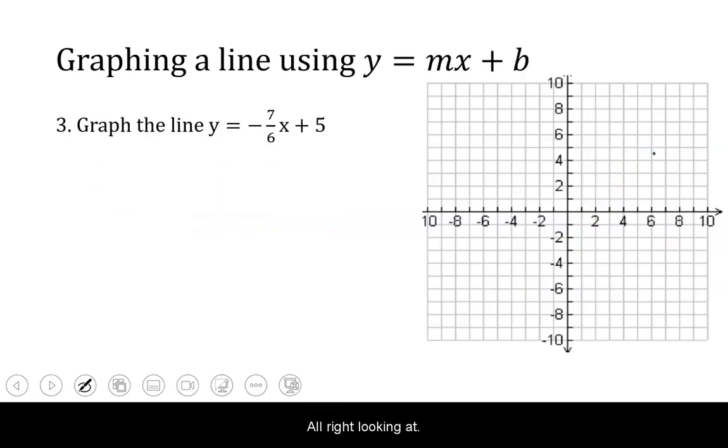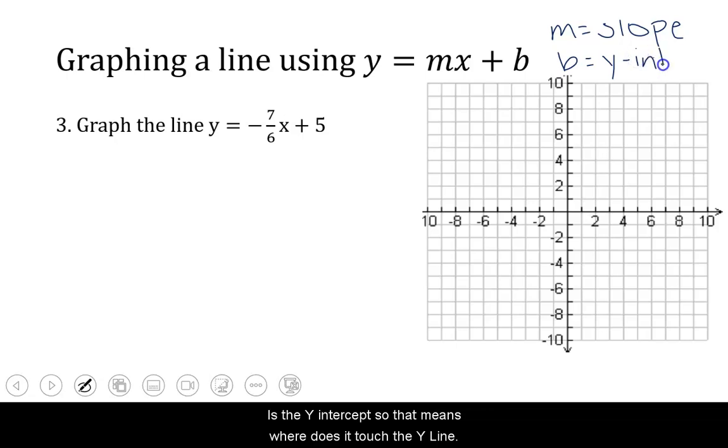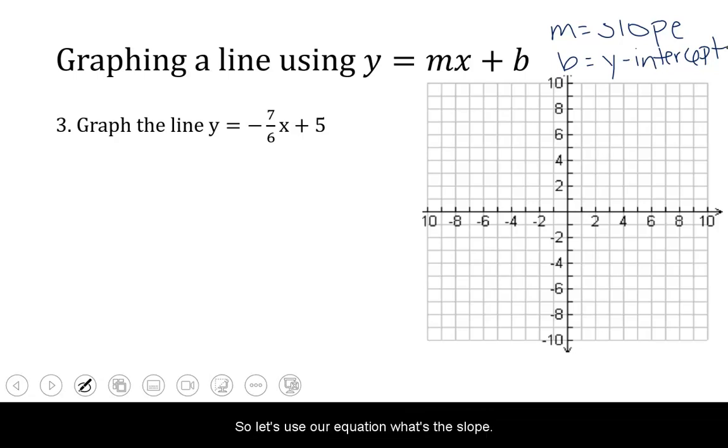All right, looking at problem number 3 in our notes. This time we're going to graph the line using the slope-intercept form. So y equals mx plus b. M is our slope, and b is the y-intercept. So that means where does it touch the y line? So let's use our equation. What's the slope?